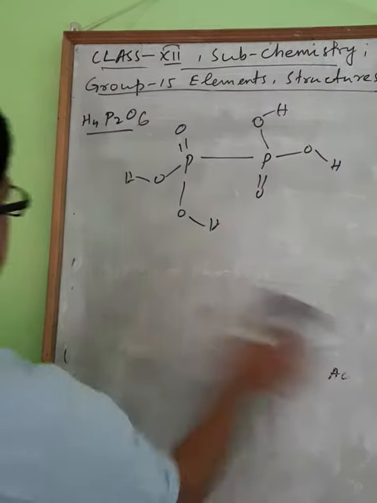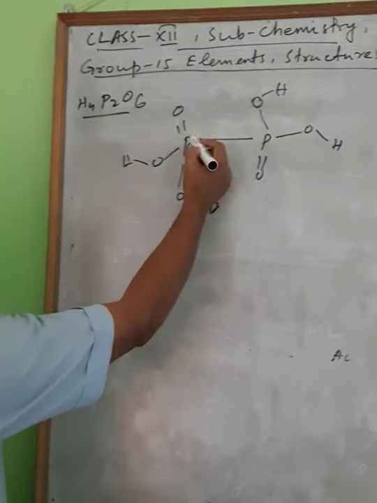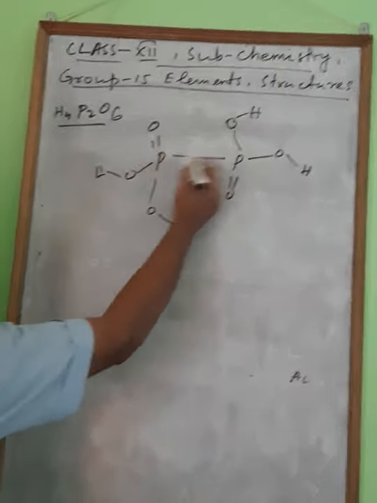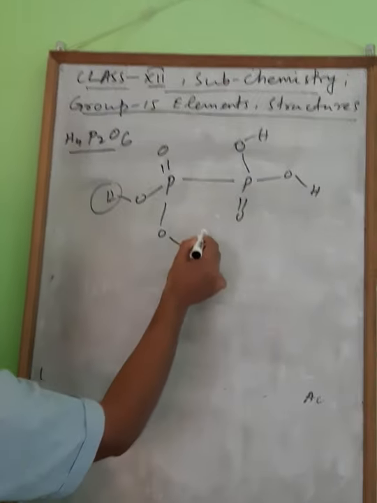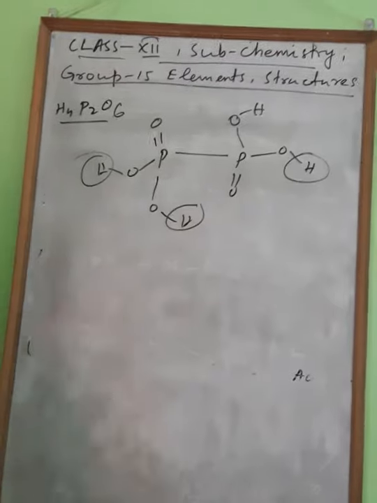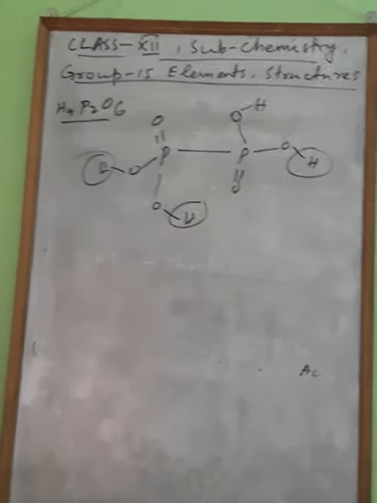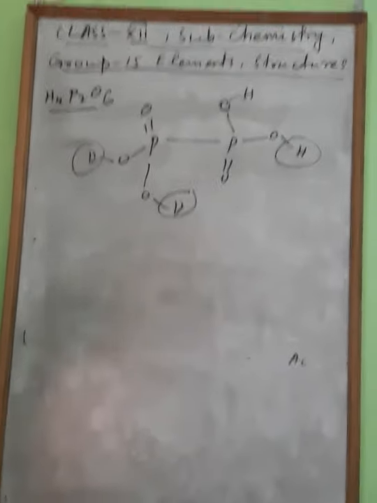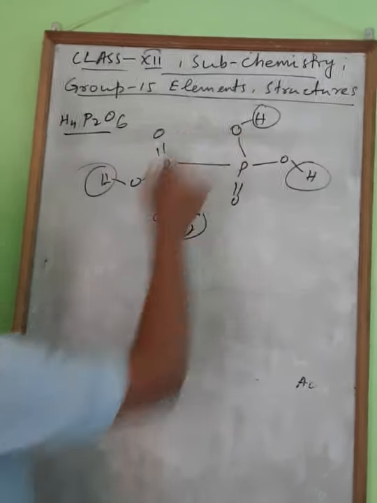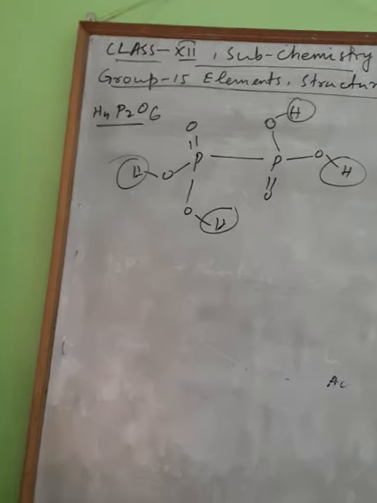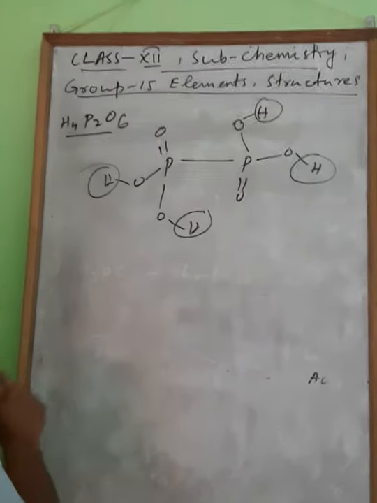Here, the valency of each phosphorus, how much? 1, 2, 3, 4, 5. 1, 2, 3, 4, 5. Covalency 5, and basicity how much? It is a tetrabasic acid. Basicity of the acid: 1, 2, 3, 4. Tetra, 4 protonated. Okay. Now come to pyrophosphoric acid.